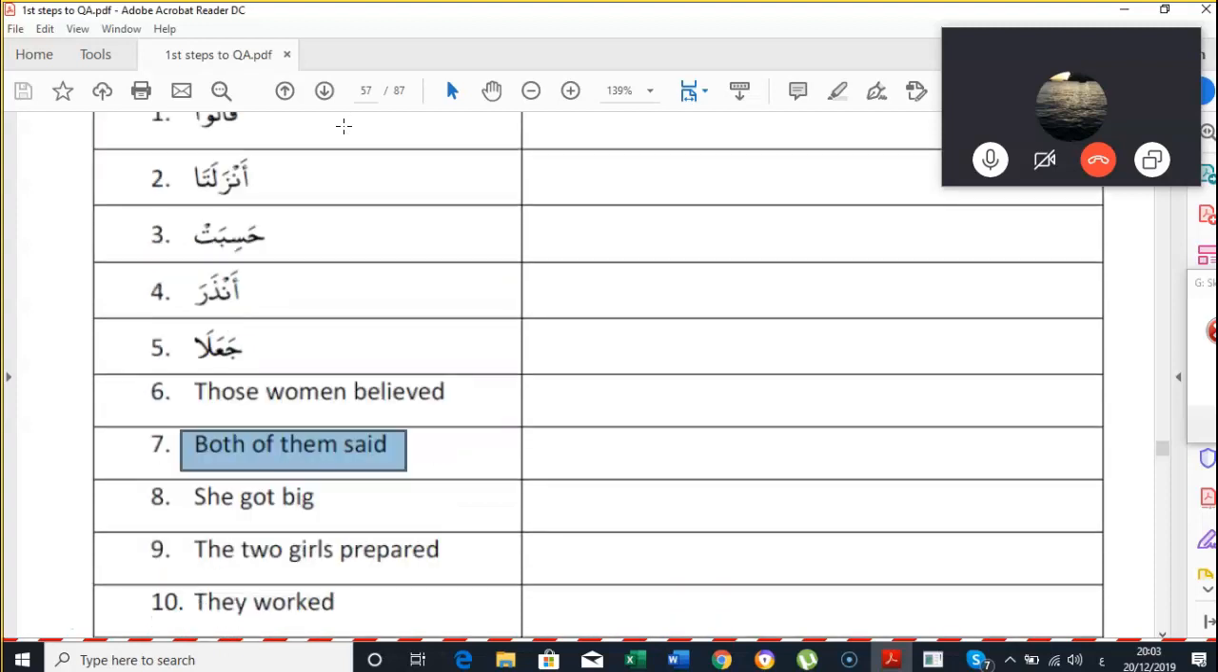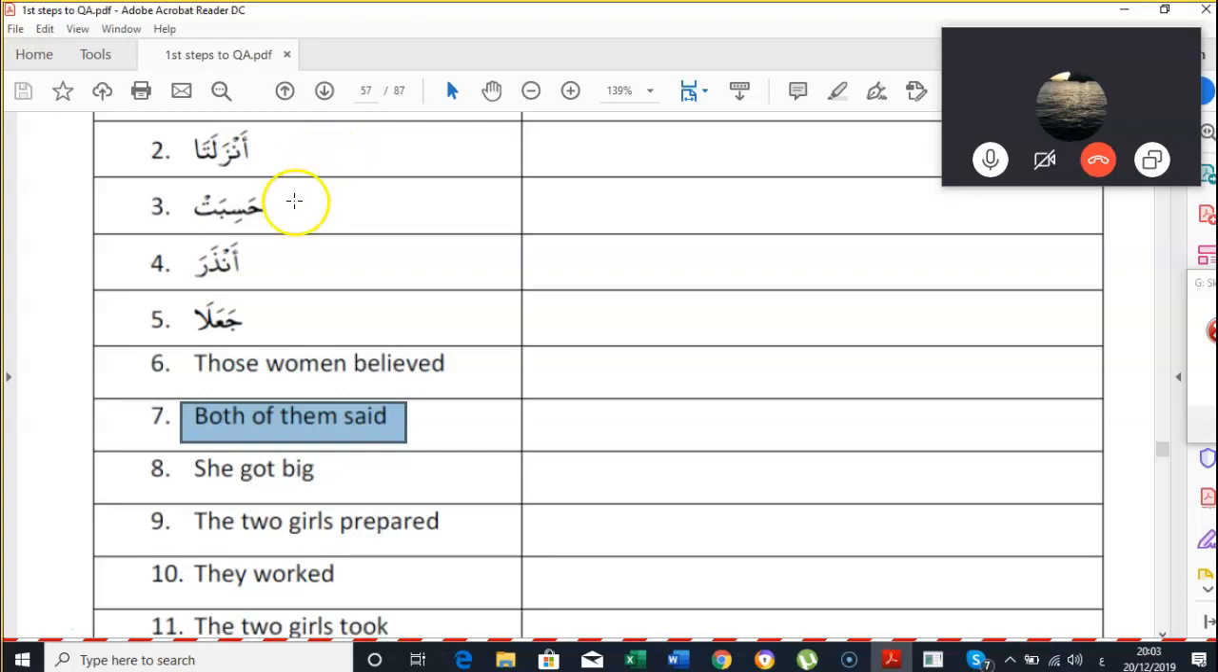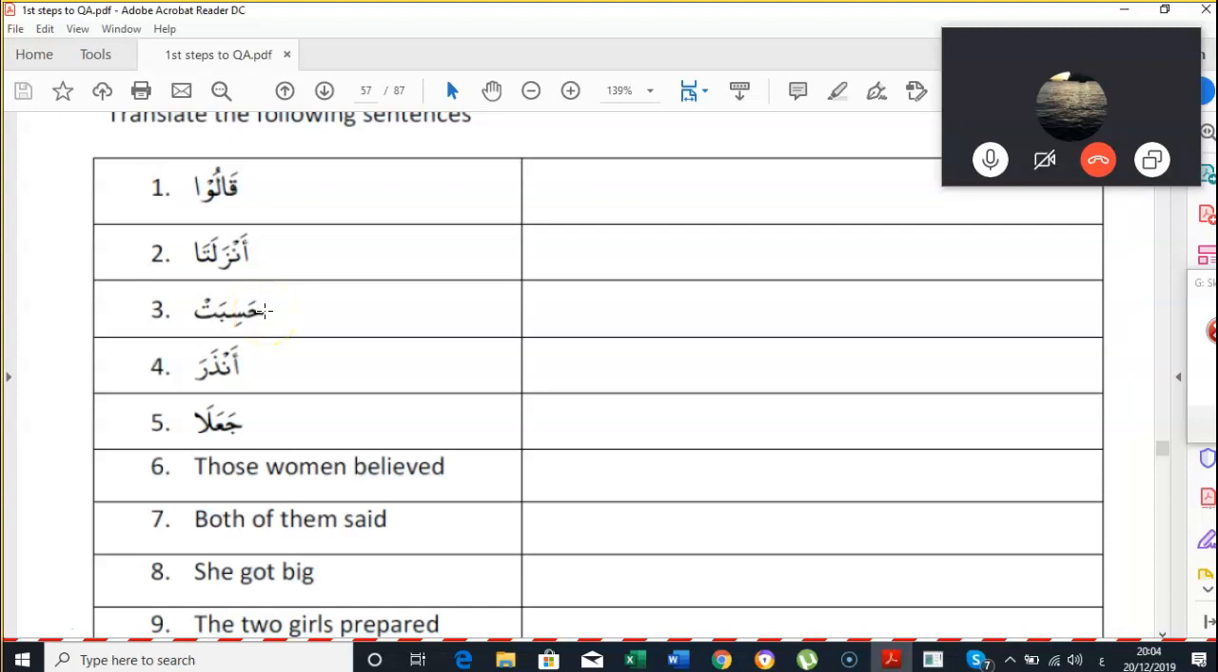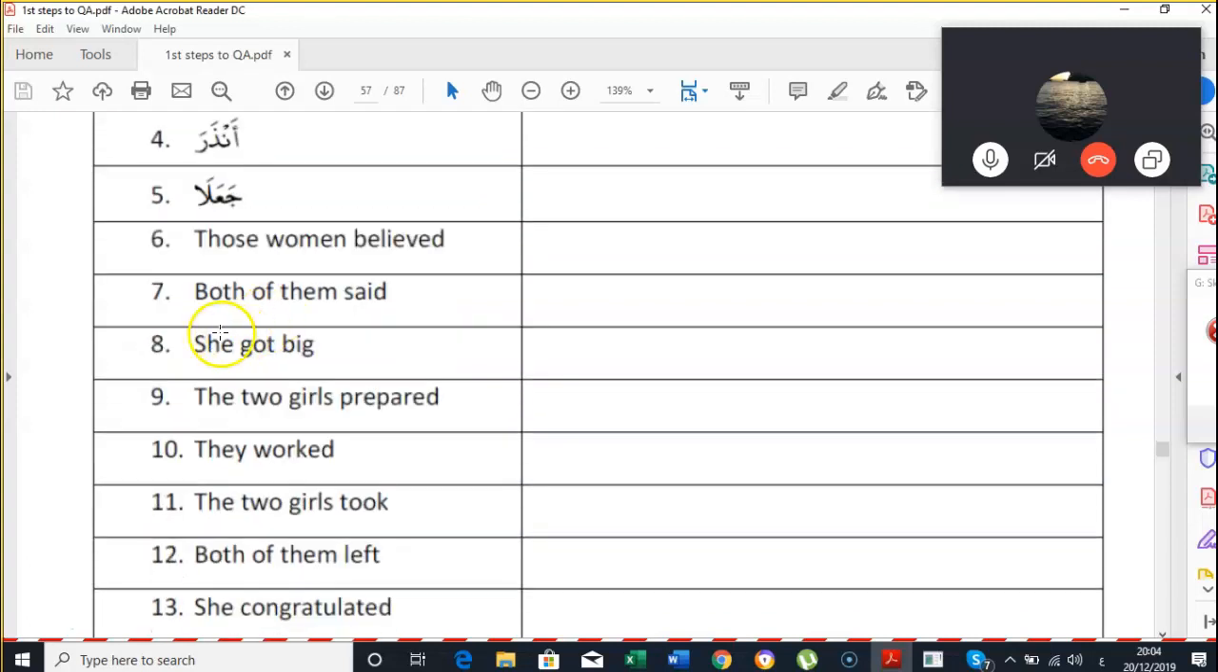Yep. Okay. So without looking in your books, number 3, hasibat, what's the pronoun inside of it? Do you have to translate them as well? You translate the following. If you remember the meaning, you can translate it as well. Hasibat. Okay, she what? She assumed. Okay, she got big. Try not to. If you need to, then do it. But if you're looking in the books, don't rush to answer. Try different memory. She got big.